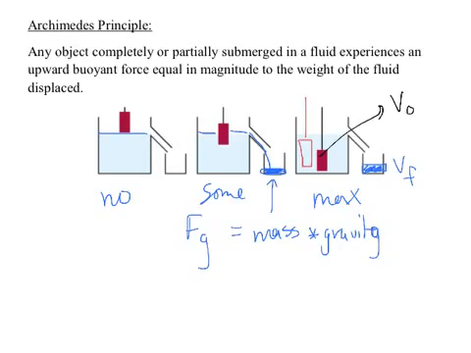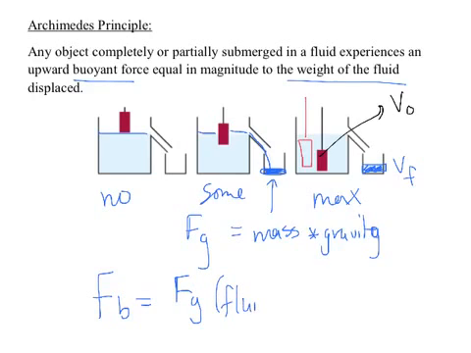So what we can say here is this. We can say that the force of buoyancy, again, is equal to the weight of the water, right? The buoyant force is equal to the weight of the fluid. So how do you write the weight of a fluid? Well, I'm going to put Fg, I'm going to write the word fluid here.